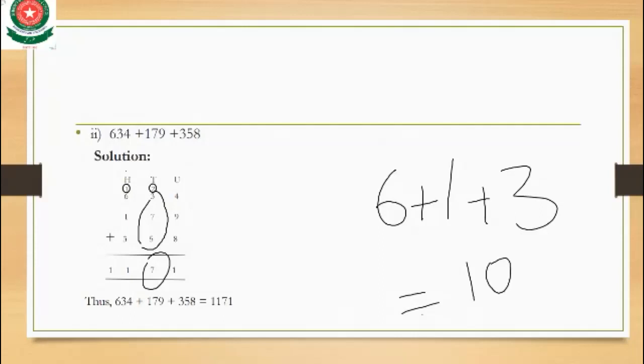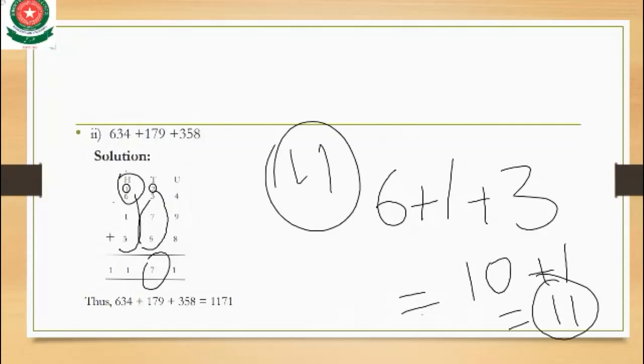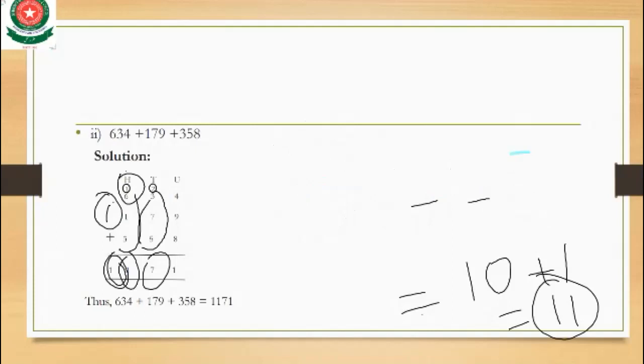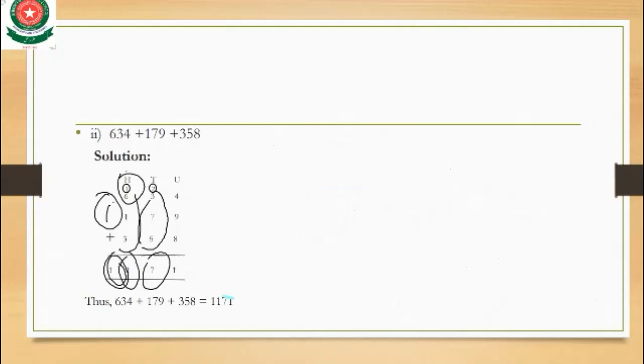Okay, class. The answer is 11. How can we write 11? The rightmost digit of 11 is 1. So 1 here. And this one goes as a carry. So here the 1. There is no value under the 1. So we will write 1. So the answer is 1171.